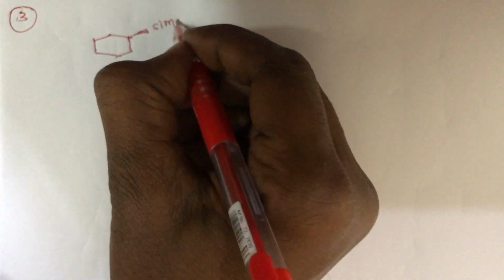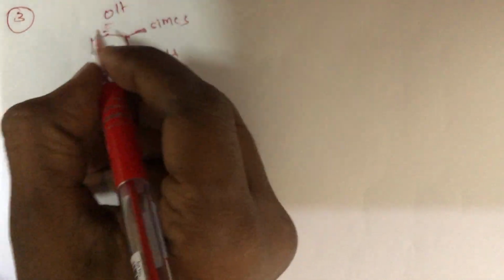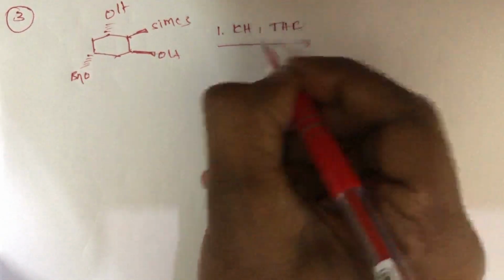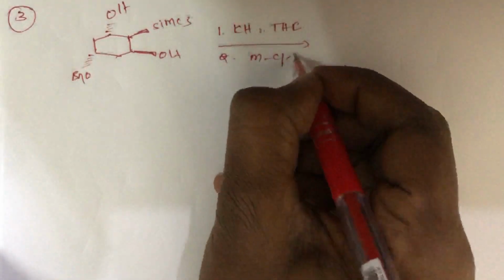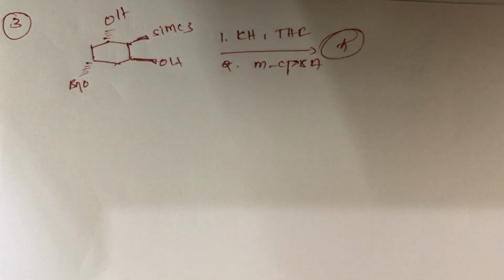And if you see one more reaction, so here, third reaction, here it is having a benzene, SiMe3 and OH. Here we have an OH, BnO. It is treated with, first KH in THF and second mCPBA. Then we can get a product. What is the product we'll get in this reaction?